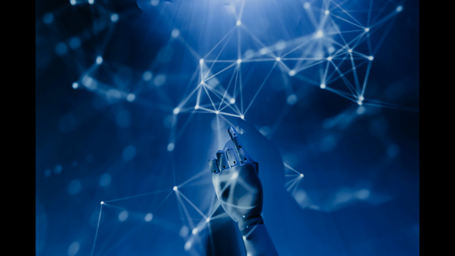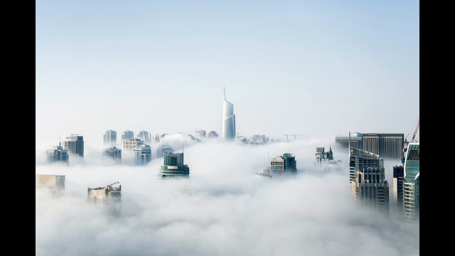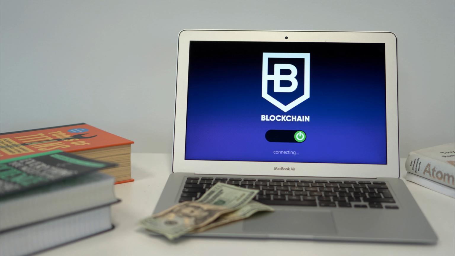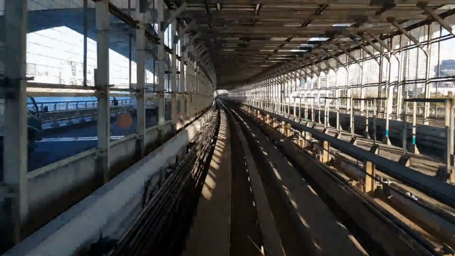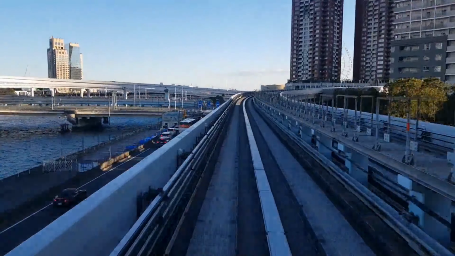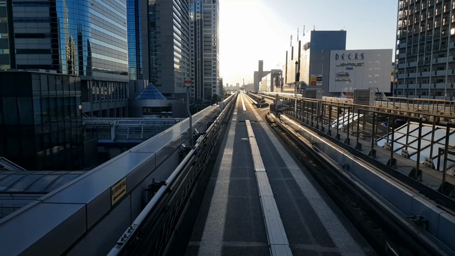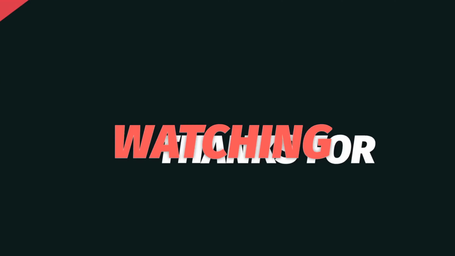In summary, the top tech skills in 2024 for making money online are artificial intelligence and machine learning, cybersecurity, cloud computing, data science and analytics, and blockchain technology. By honing these skills, you're not just preparing for the future, you're shaping it. Remember, the digital world is ever evolving, and so should you. Stay curious, keep learning, and you'll be well on your way to a thriving online career.